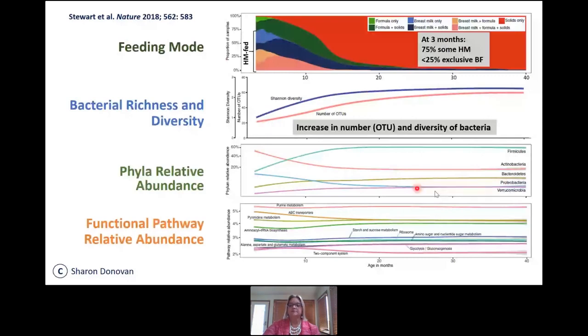These bottom two panels show the phyla. So this is the highest level denomination for the bacteria. And you can see, for example, that during this time the firmicutes are increasing, the actinobacteria are decreasing, and proteobacteria are also decreasing. So we see changes in the overall phyla, and these are accompanied also by changes in the functional capacity of this microbiota. Particularly as solids begin to be introduced, we start to see changes in the bacteria and then in their functional components.